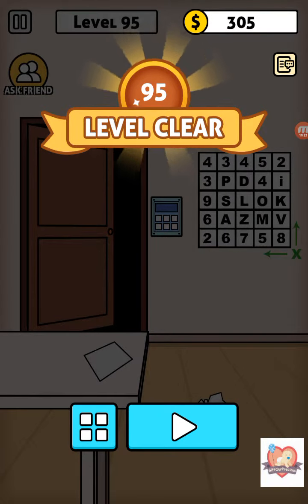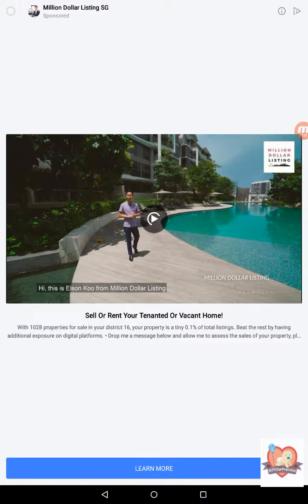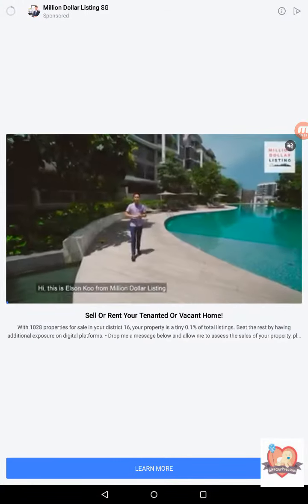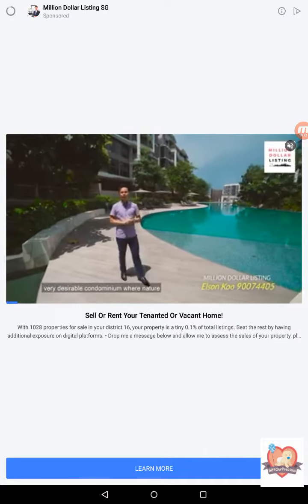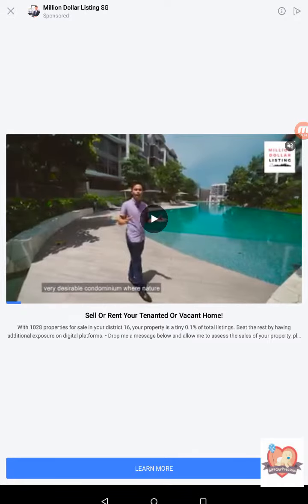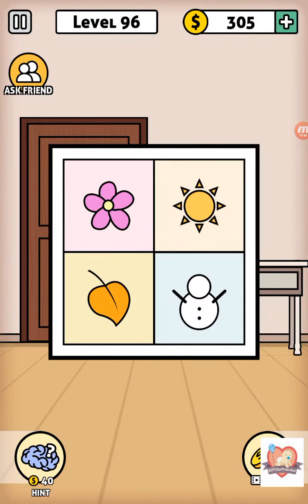Well, this is a challenging stage. We should look at the up arrow. It took us time to figure out. I kept looking at the down arrow, that's why. It's pretty easy if you look at the up arrow. Why didn't I think of it earlier?